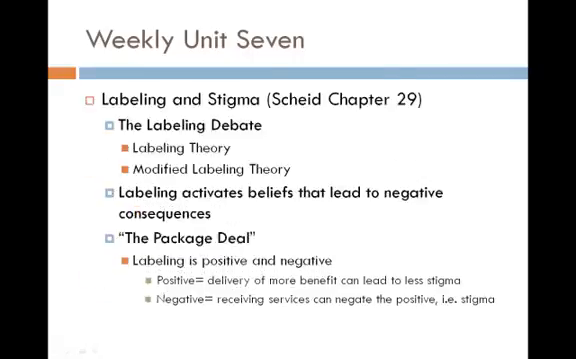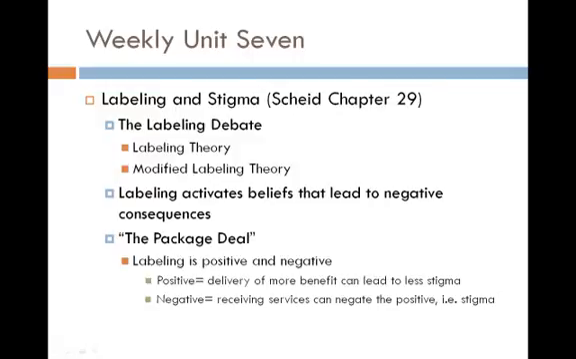So SHI Chapter 29 is a chapter around labeling, stigma, and discrimination. And the chapter starts out with a discussion around labeling as the basis for stigma. And the discussion includes 2 arguments from 2 different authors around labeling, thus the labeling debate.